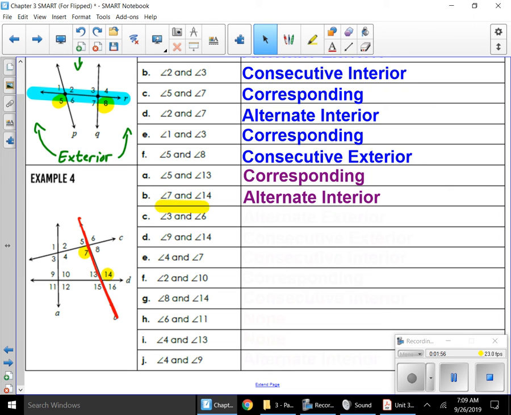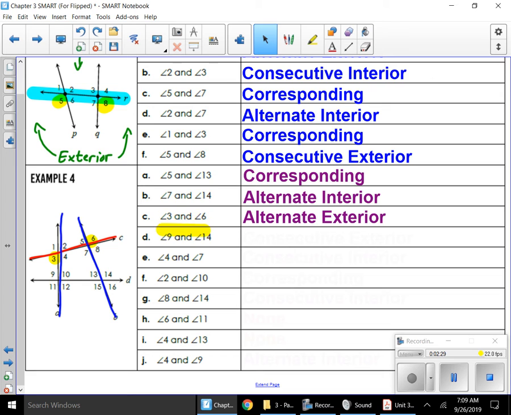Let's look at 3 and 6. Suddenly my transversal has changed. B is no longer the transversal. So now B and C, what line are they both on? They're both on line C. So C is our transversal. A and B are the lines being cut, being intersected. So 3 and 6 are on opposite sides of my transversal, my red transversal there. They're both outside, so they are alternate, exterior.